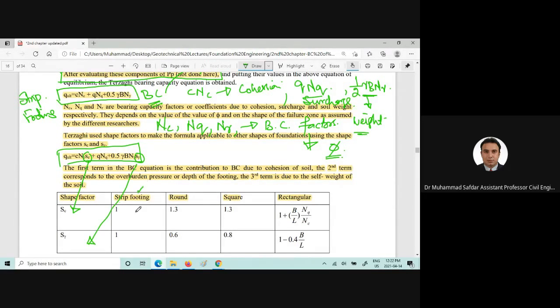For example, for strip footing, it's okay to use 1. For the rounded footing, 1.6. So he performed lots of model tests there, and he came up with these values from the lab tests and from the analytical methods. Then for the square, you can use S_c and S_gamma in this equation. For the square, this one; S gamma would be here. Then for the rectangular one, and also for the S gamma here.